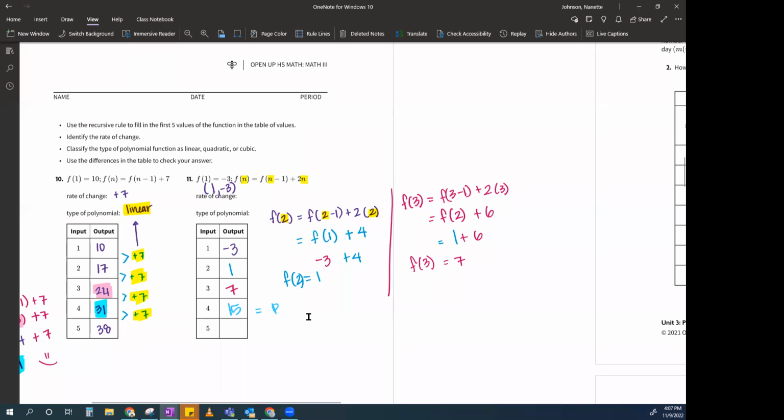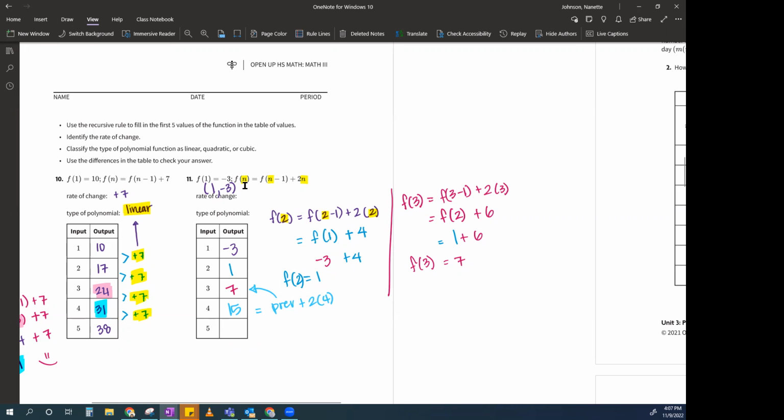It's previous plus 2 times 4. So then that means, Ms. Johnson, this guy, f of 5, would be previous plus 2 times 5. Yes. So that's 10. 2 times 5 is 10, Ms. Johnson. And the previous is 15. So that's just 25. Exactly, 25. Very good. Okay, so we filled out our table, yay.